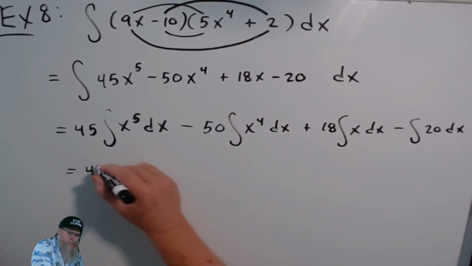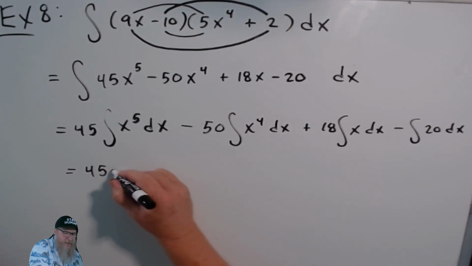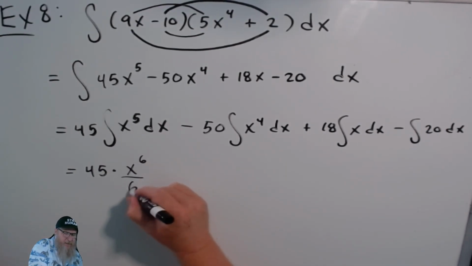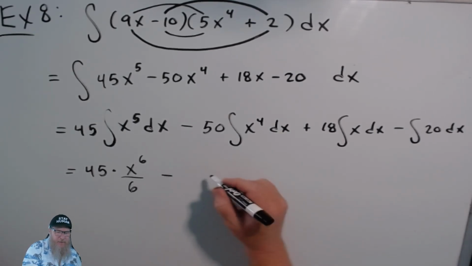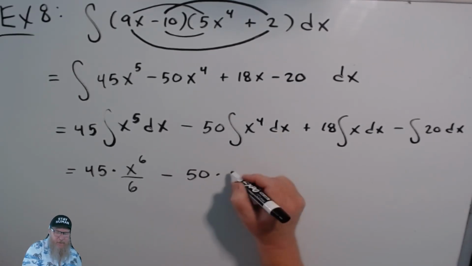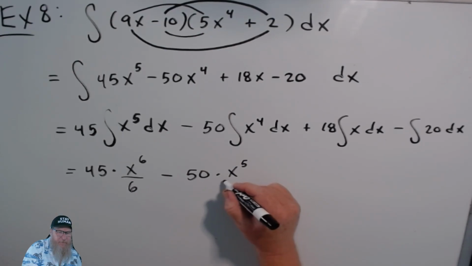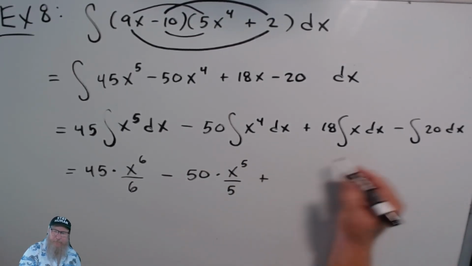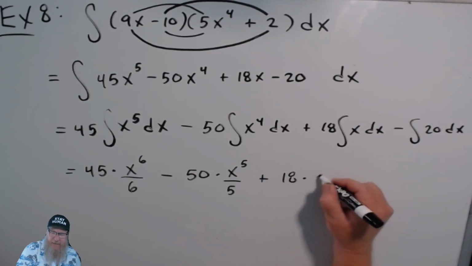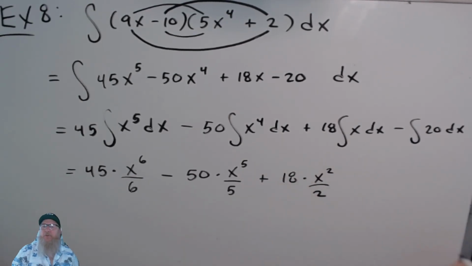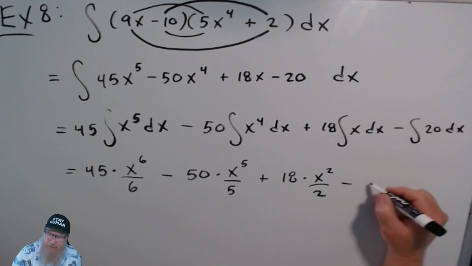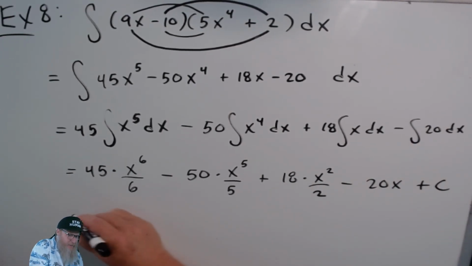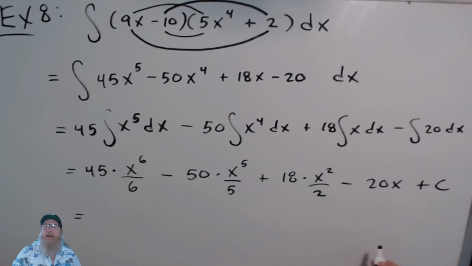Term by term. Piece by piece. Integral of x to the 5th, x to the 6th over 6. Integral of x to the 4th, x to the 5th over 5. Integral of x, x squared over 2. Integral of 20, 20x, and then plus the constant. Call that the constant of integration.